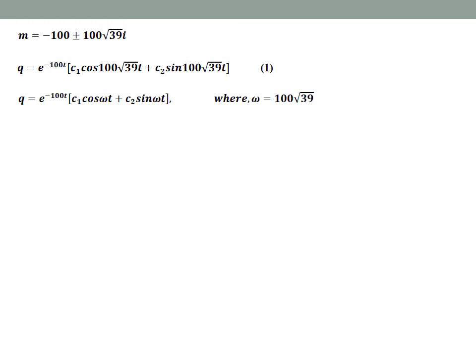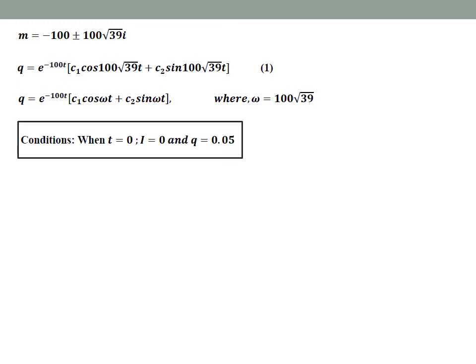Now in your question, if you check properly, they had given me certain conditions. Yes, they had given me this condition: initially at time t equal to 0, my current I in the circuit is 0 and the charge q is 0.05. Am I right? So this they had mentioned, and I said that I use these conditions to find the two constants c1 and c2. So how to find it?